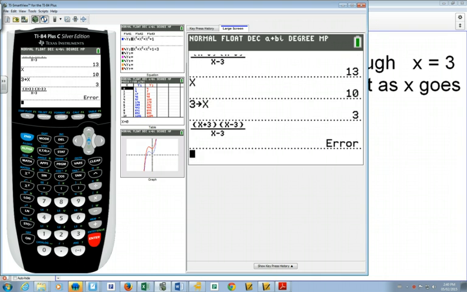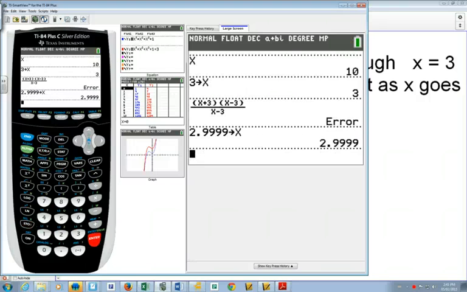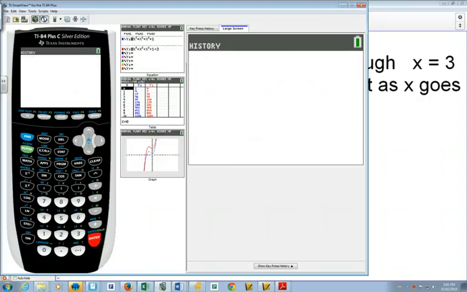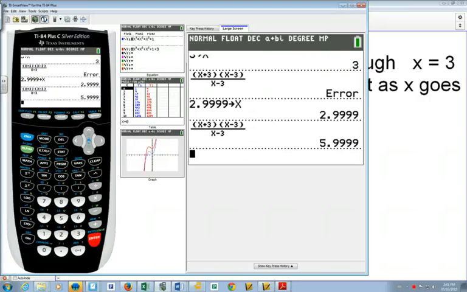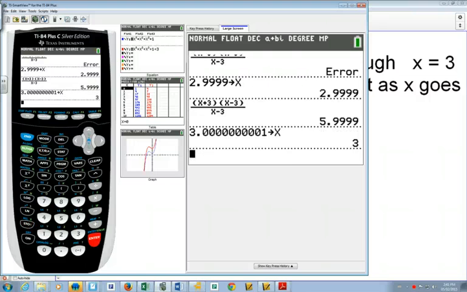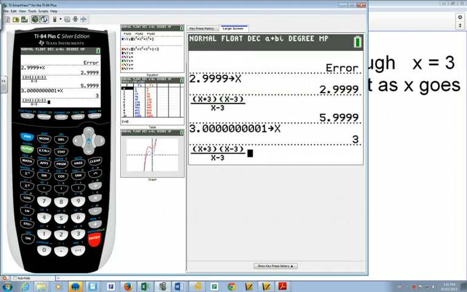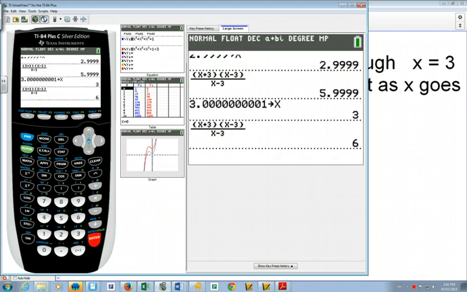So I can't plug in 3, but if I did 2.9999, that's close to 3, and I store that as x. And then I go back up to here and type that in again. It's really, really close to 6. And if I tried a number bigger than 3, so I go 3.00000000001 and store that as x. Oh, it thinks it's 3. But let's see if I can plug in that one or if it rounded it for me. Oh, it says it's really close to 6.